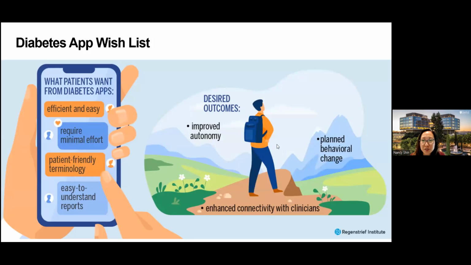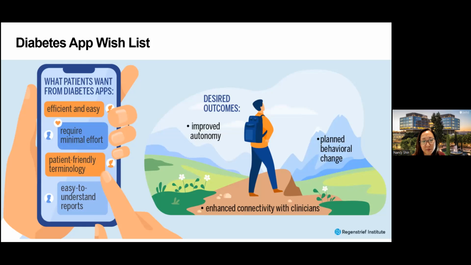The Regenstrief Institute did a survey among patients with diabetes, looking at what people actually want out of their diabetes apps. And I think the summary is really quite nice, and makes a lot of sense. What we want from our apps are things that are going to be efficient and easy, things that require minimal effort on our part. If it's a health-related app, sometimes the medical terminology can be kind of hard to digest. So we want things that are really patient-friendly, easy to use and understand.